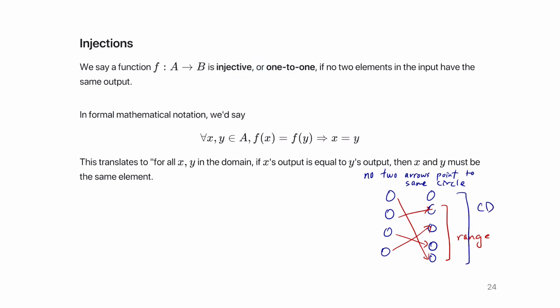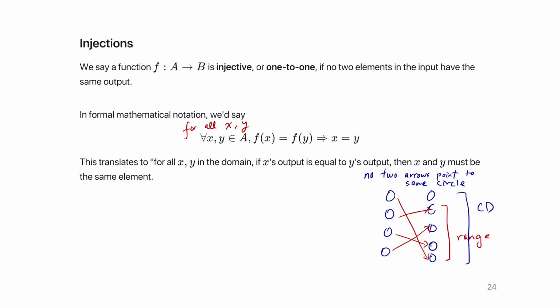Is that clear? Okay, and now let's try and decipher this Greek-looking thing. It says upside down A, x, y in the domain, comma. What does it mean? What this says is for all x and y in the domain, if f of x is equal to f of y, it must mean that x and y are the same element.